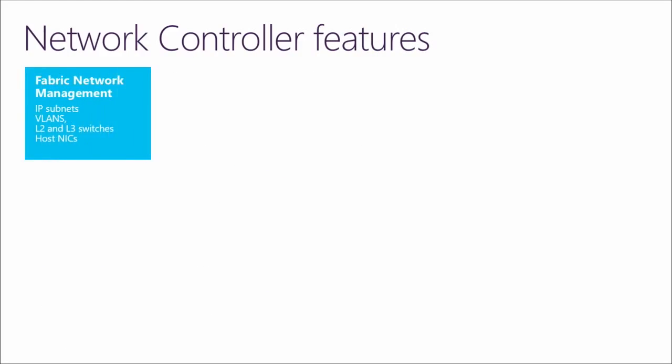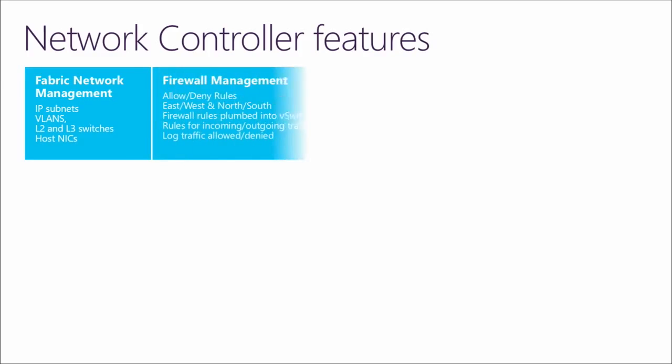And if we think about the features in this all-encompassing graphic, from a fabric perspective, at the foundational layer, the plumbing, subnets, VLANs, layer 2, layer 3 switches, the host network adapters. So even if you're using just physical network infrastructure. The firewall, I need to deploy a new allow or deny rule, outgoing, incoming traffic, we can log that traffic, and it's plumbed into the vSwitch of the VMs or at the host layer, depending on your configuration.